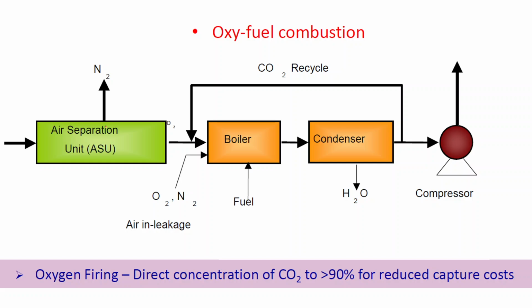What happens is, air separation takes place. We separate out nitrogen, and the oxygen is introduced into the boiler where the fuel is introduced, and here combustion takes place. Then in the condenser heat recovery is done, and the CO2 which we get here is recycled back to the boiler for enrichment. So we get a much larger CO2 recovery, almost 90% CO2 recovery in this procedure.